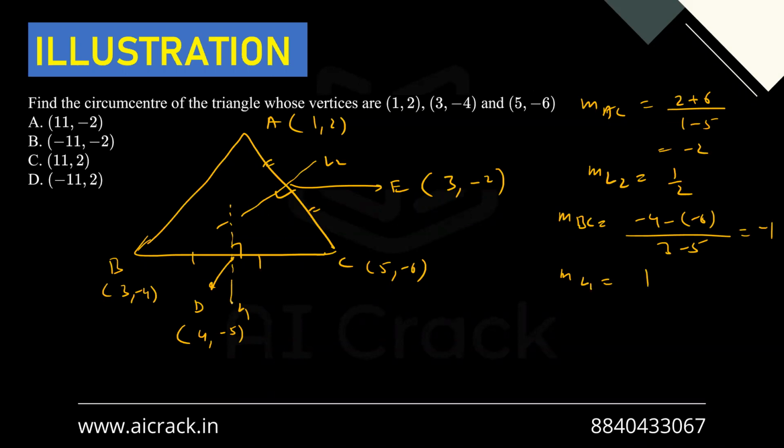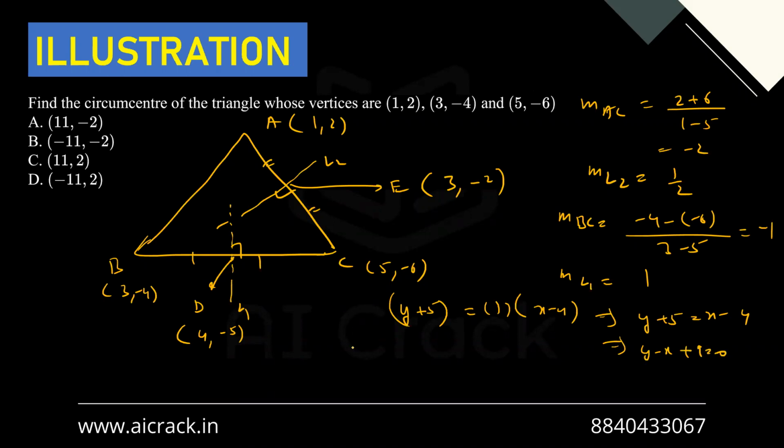Now we know the slope of L1, we know the slope of L2. Let's try to find out the equation of L1. So for L1, we know the point. So that would give me y plus 5 equals to mL1, that is 1, times x minus 4. This would give me y plus 5 equals to x minus 4. So this would become y minus x plus 9 equals to 0.